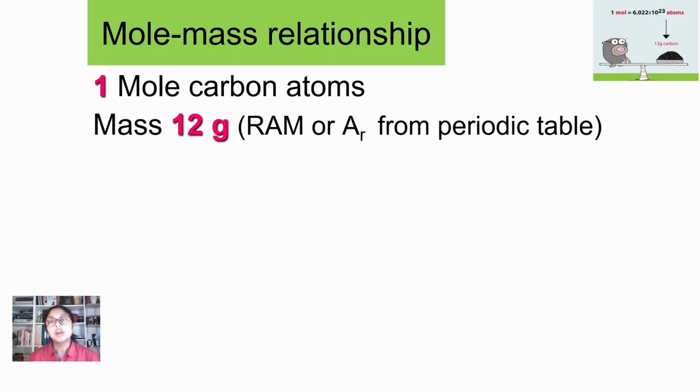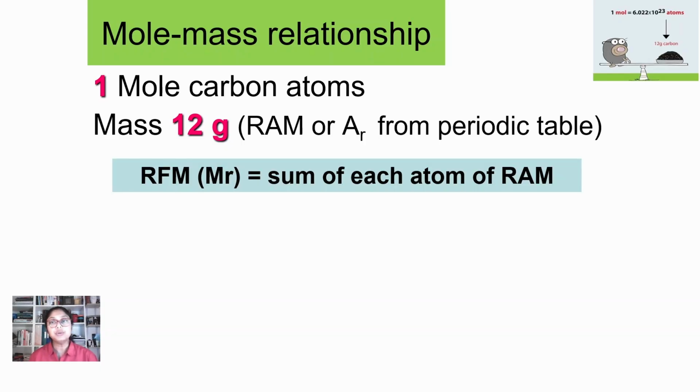Just a reminder, from the previous videos we have learned that 1 mole of carbon atoms has a mass of 12 grams. The number 12 is the relative atomic mass, or RAM, the symbol is Ar, which you can find in the periodic table for each element. Using this, you can find the RFM, or relative formula mass. All you need to do is add up the relative atomic mass for each of the atoms of the elements in the compound.